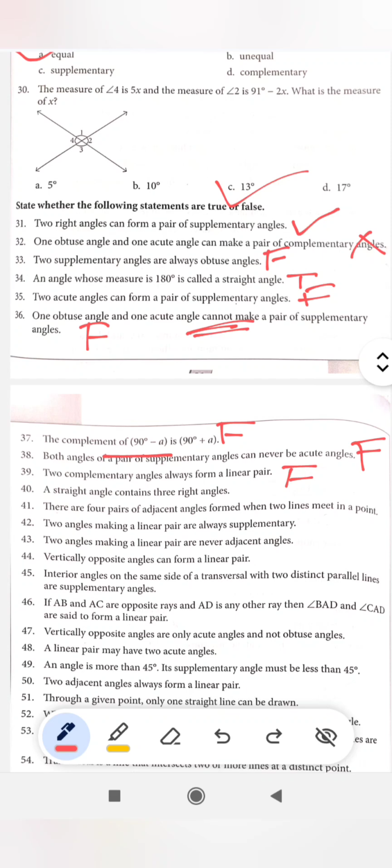A straight angle contains three right angles. No, a straight angle means 180 degrees. It contains only two right angles, because one right angle is equal to 90 degrees. Okay, so this is also false.